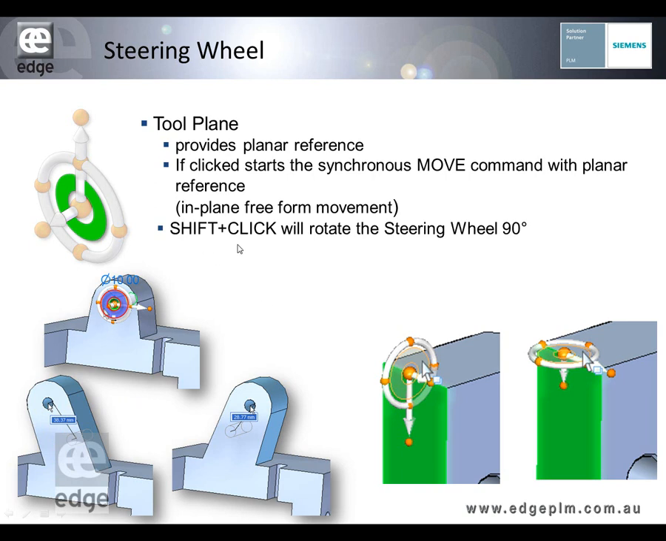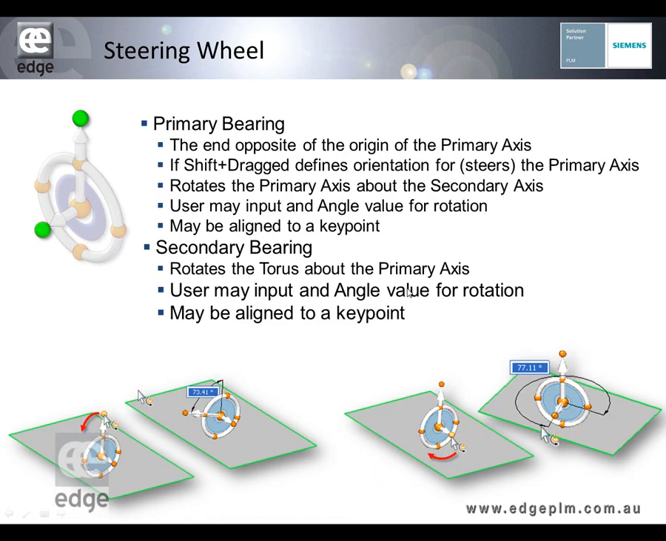And remember, a shift click will reorient the whole steering wheel. In this case, I've placed a steering wheel here. I want to change the orientation so that the tool plane and torus are coincident with this face. All I have to do is select the tool plane, shift, and click on the tool plane, and it will flip over. That's about one of the few things you've got to remember.